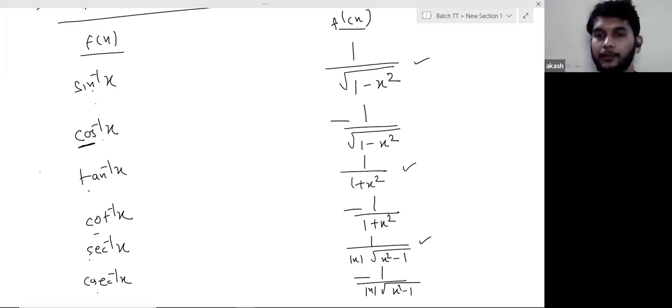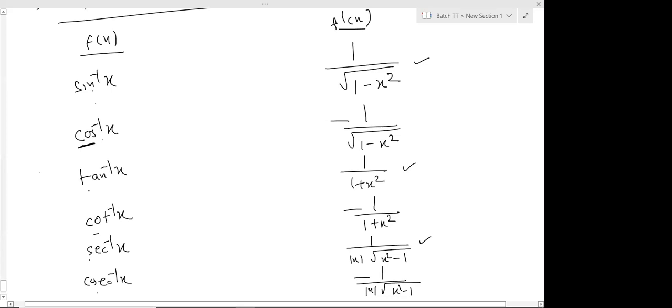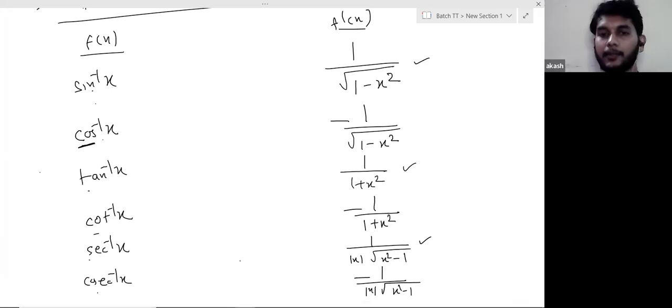This thing is clear? Sahil, Kinza? Yes, sir. All right. Standard formulas, you have to memorize these. Please note it down.